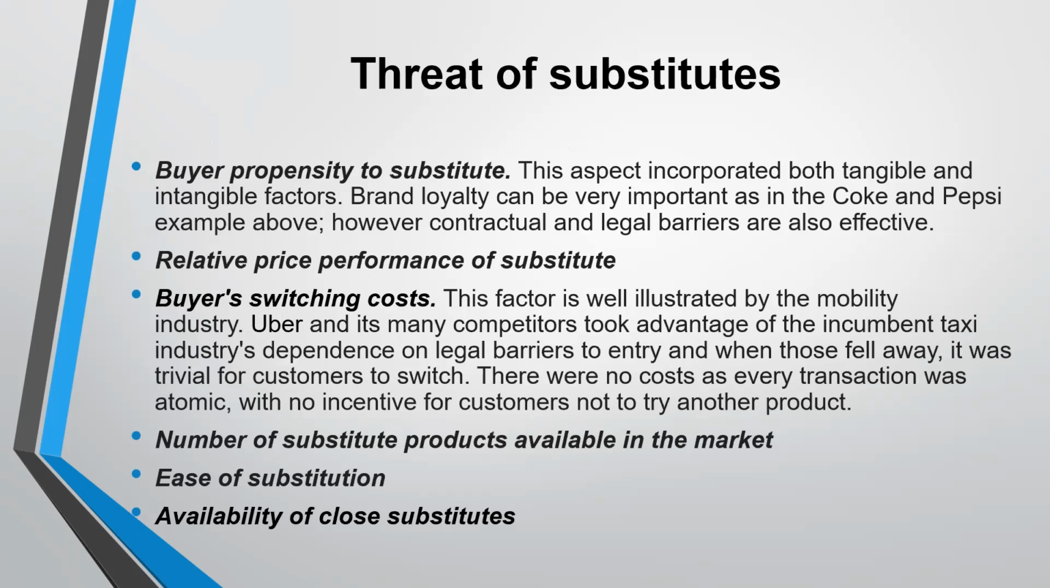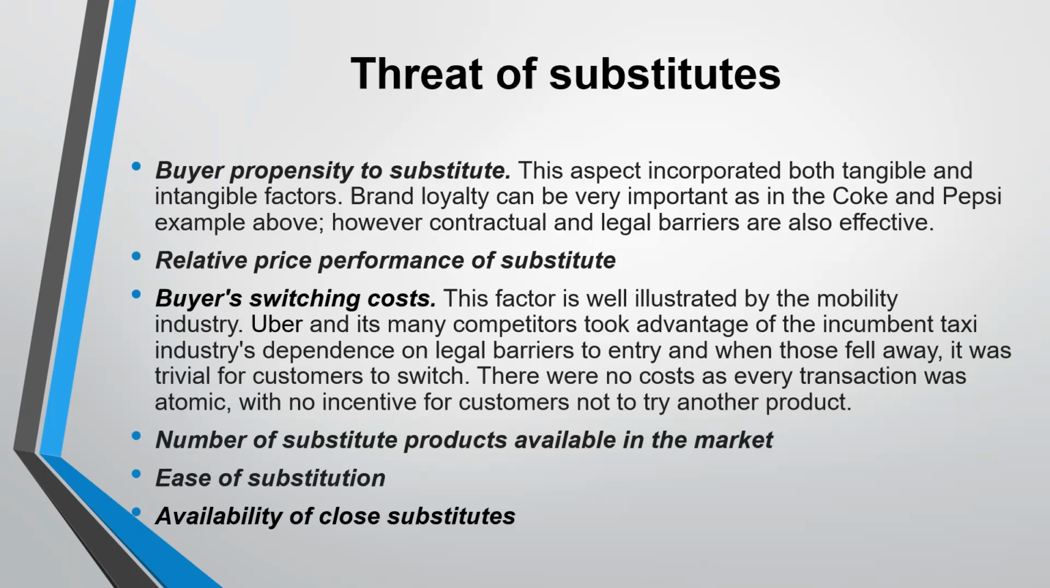So the last of the five forces is the threat of substitutes. So there's a buyer propensity to substitute. This aspect incorporates both tangible and intangible factors. Brand loyalty can be very important, as in the Coke and Pepsi example above. However, contractual and legal barriers are also effective. Now, next is relative price performance of substitute, buyer switching costs.